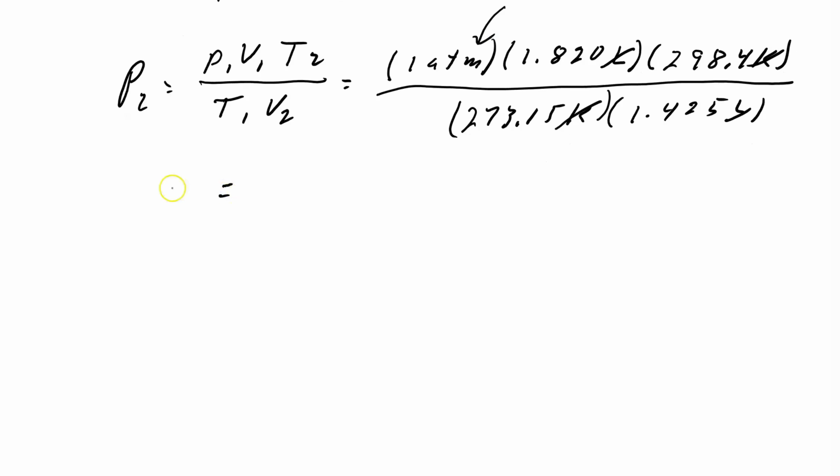And now we do the math, and our value for P2 is going to come out to be 1.395 atmospheres. We do have 4 significant figures on this answer. We have our 4 significant figures in 3 of these variables. Our 1 atmosphere pressure, of course, is an exact number.